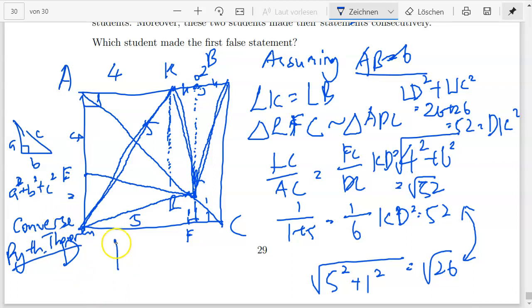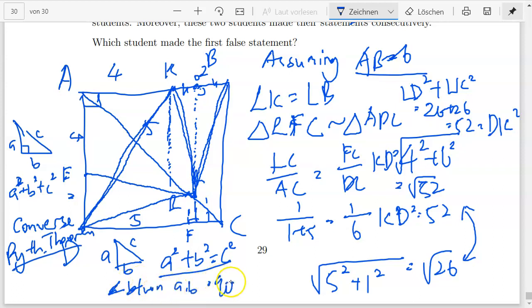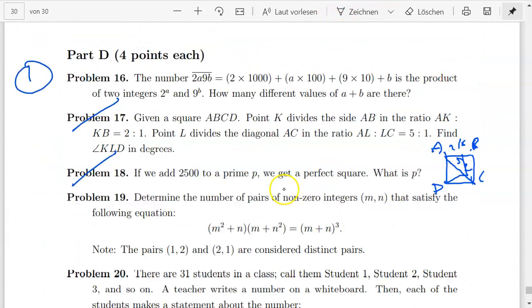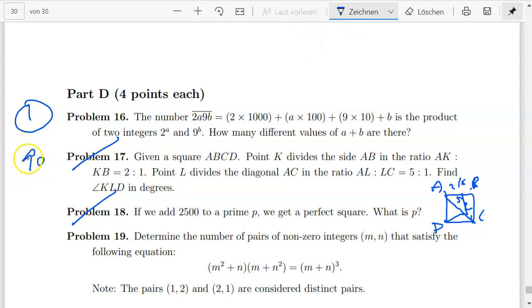So maybe I know the triangle ABC is here, but I don't know its angles. If a squared plus b squared equals c squared holds true, then it is also true that the angle between A and B is 90 degrees. So here, because root 26 squared plus root 26 squared is actually root 52 squared, our angle KLD would be 90 degrees. Very magical. So let's jot down our answers over here.